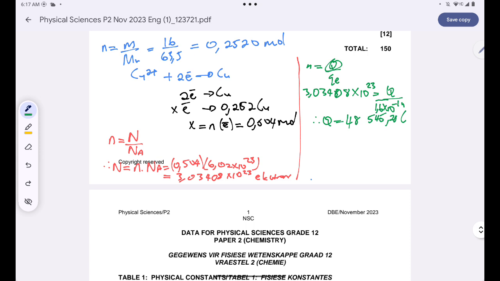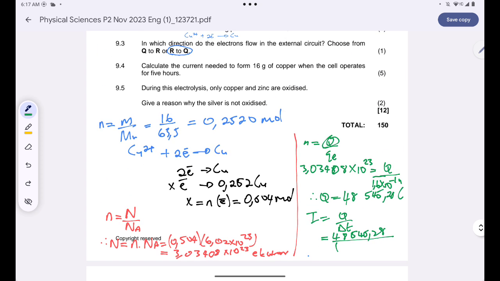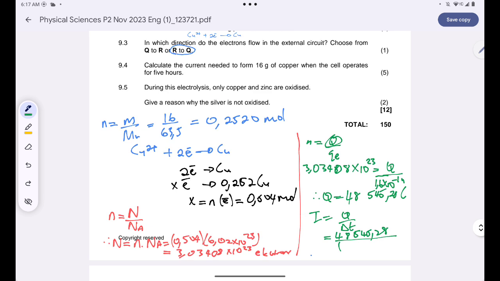Remember that current is always the rate of flow of charge, right? So my current will be just the charge all over the change in time. The charge is 48,554.28 divided by the time. I was given the time in hours, right? And I must always convert my time to be in seconds.